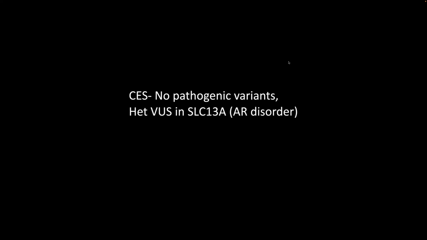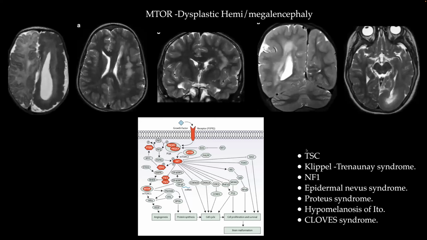And then I think clinical exome was done. Clinical exome sequencing showed no pathogenic variant. There was a heterozygous variant of unknown significance in SLC13A, which is an autosomal recessive disorder, so there was no phenotypic match for this. Based on the imaging, we thought these are dysplastic hemimegalencephaly type abnormalities related to the mTOR pathway disorders, and this is, I think, the closest differential we thought of. So I'll open the case now for further comments.